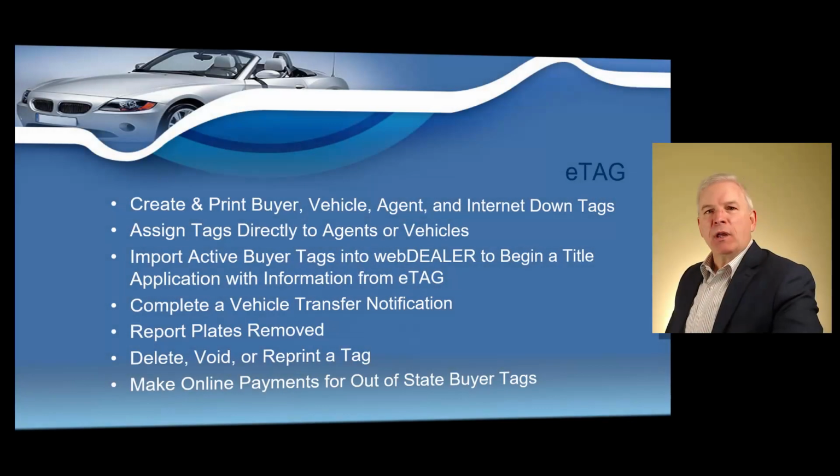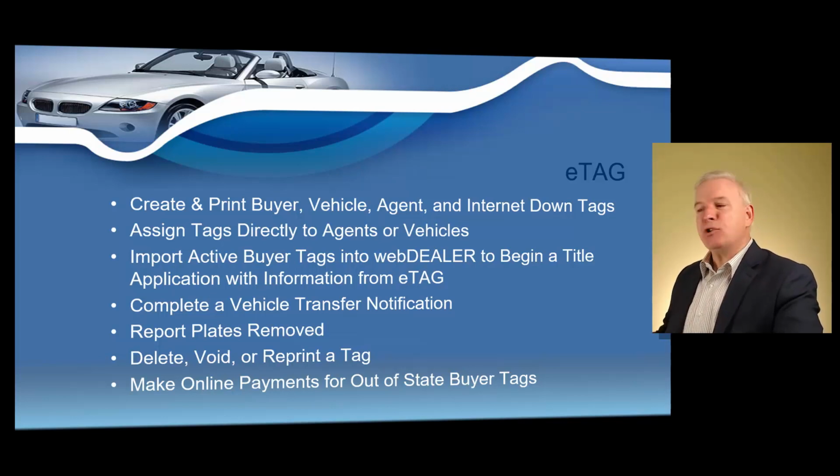In this part of the unit, we're going to go in depth into the eTag system. eTag and Web Dealer are now combined into the same web-based operating system. Temporary tags, which are used as temporary registration, are issued by licensed motor vehicle dealers and created through this eTag system. So we just covered this a moment ago. The various temporary tags include buyer tags, vehicle-specific tags, agent tags, and internet down tags, as we've covered here.